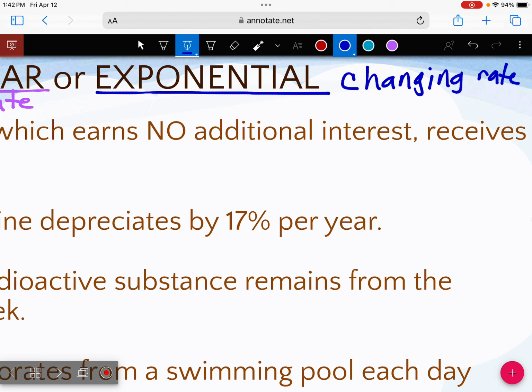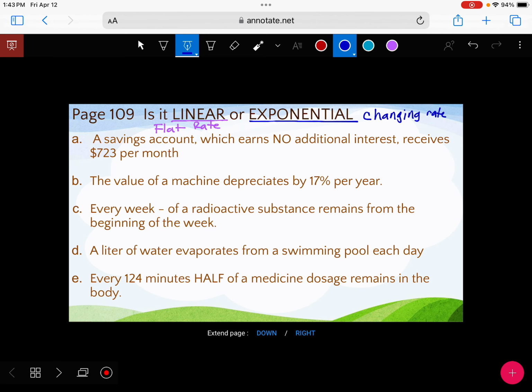So what we're looking at here on page 109 is we're just seeing whether or not they're linear or exponential. So I want you to take like 2 minutes and see if you can work with a neighbor. Totally fine. See if you can tell, are these linear or exponential? Like 2 minutes, and we'll go through all of them. But I want you to try first.